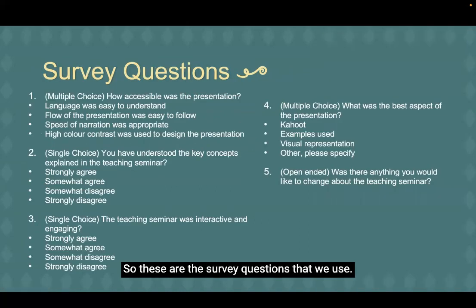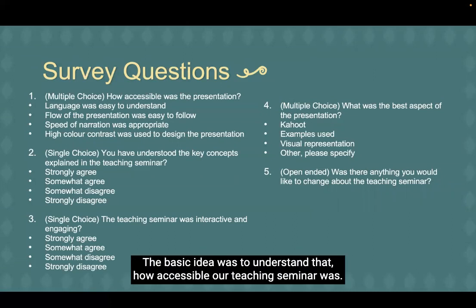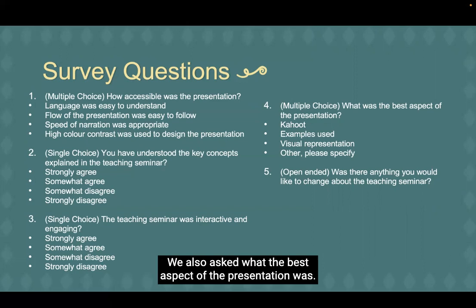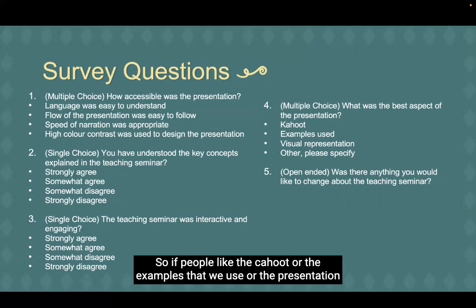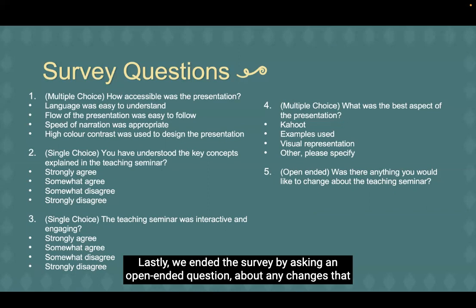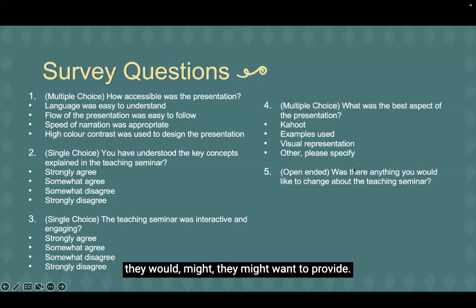I will go over the questions on the next slide. So these are the survey questions that we used. You can create a different set of questions, of course. The basic idea was to understand how accessible our teaching seminar was, if people understood the topics, and if the teaching seminar was interactive and engaging. We also asked what the best aspect of the presentation was. So if people liked the Kahoot or the examples that we used or the presentation or anything else that they might like. Lastly, we ended the survey by asking an open-ended question about any changes that they might want to provide.